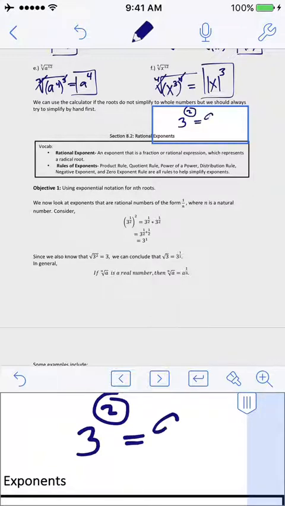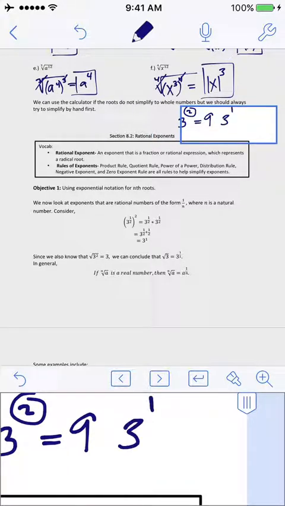So instead of nice easy things like 3 squared, we're going to have things like 3 to the 1/2 or 4 to the 2/3, stuff like that. Hopefully you did the exponent review sheet. That'll help out a lot, so that you can remember all those exponent rules.